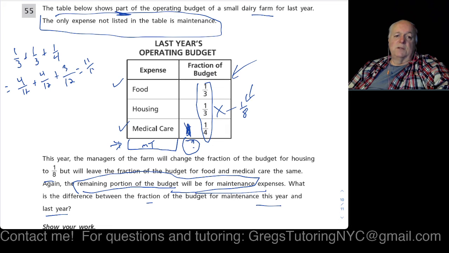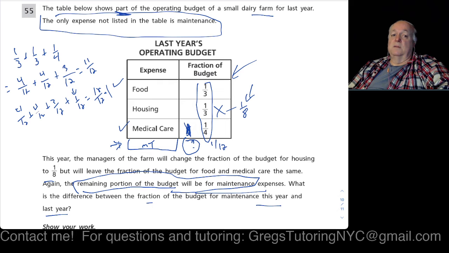Okay, that means in the original thing that 1/12 was the fraction of the budget for the maintenance, right? And now that we have it, we can actually plug it in: 4/12 plus 3/12 plus this new thing we just calculated, the 1/12, will give us 12/12. That's equal to 1. So that's the full budget. So last year's maintenance is 11/12.